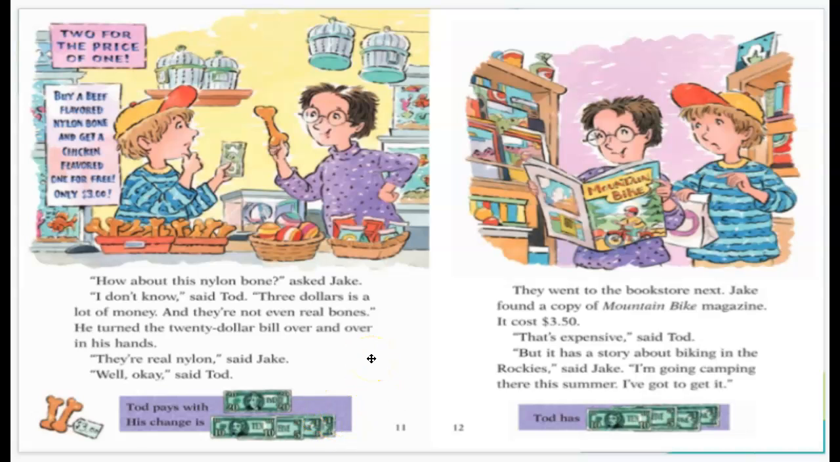They went to the bookstore next. Jake found a copy of Mountain Bike magazine. It cost $3.50. "That's expensive," said Todd. "But it has a story about biking into the Rockies," said Jake. "I'm going camping this summer. I've got to get it." Todd has $10, $15, $16, $17.